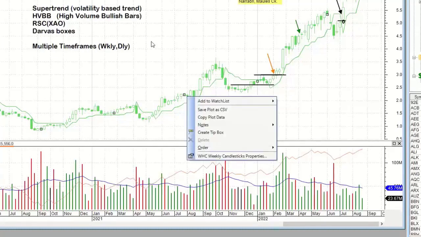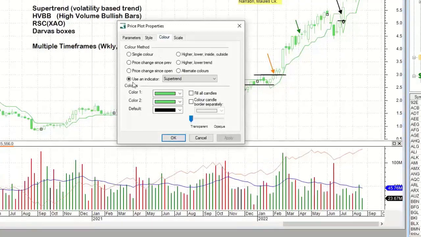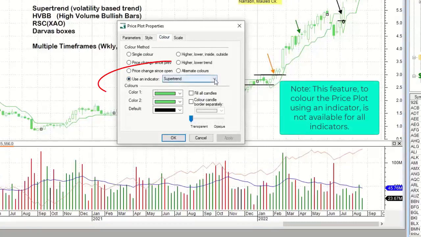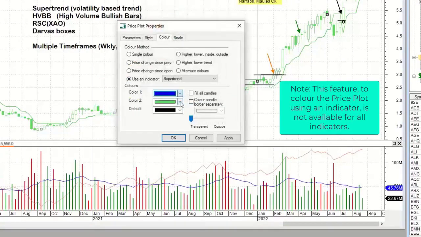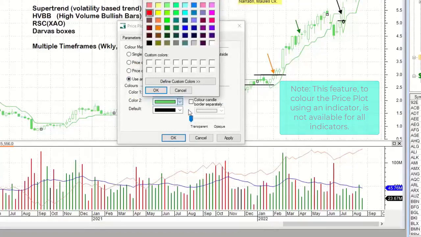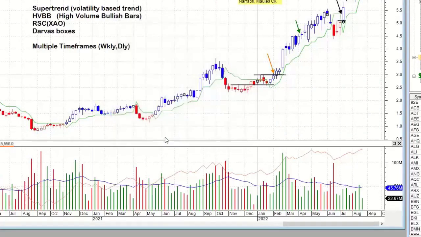So in order to make that stand out a little more, I can now color these bars using the Supertrend indicator. You can do this on many indicators. So I can now color my uptrends as blue and my downtrends as red, and apply that. Now you can immediately see how it highlights the trends very nicely.